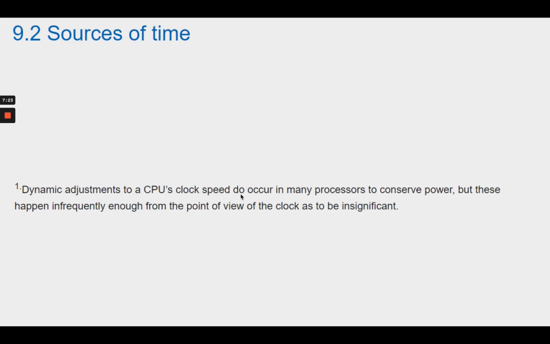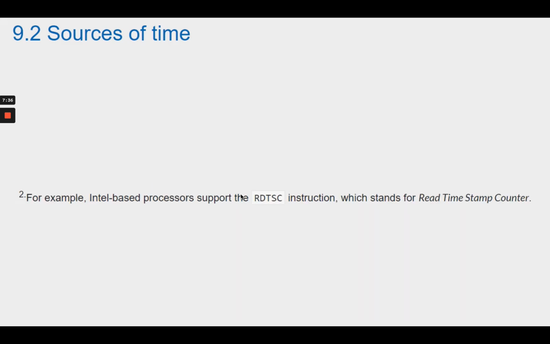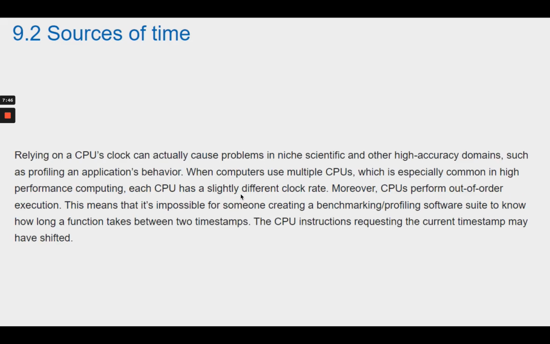Footnote 1. Dynamic adjustments to a CPU's clock speed do occur in many processors to conserve power, but these happen infrequently enough from the point of view of the clock as to be insignificant. Footnote 2. For example, Intel-based processors support the RDTSC instruction, which stands for Real Timestamp Counter.